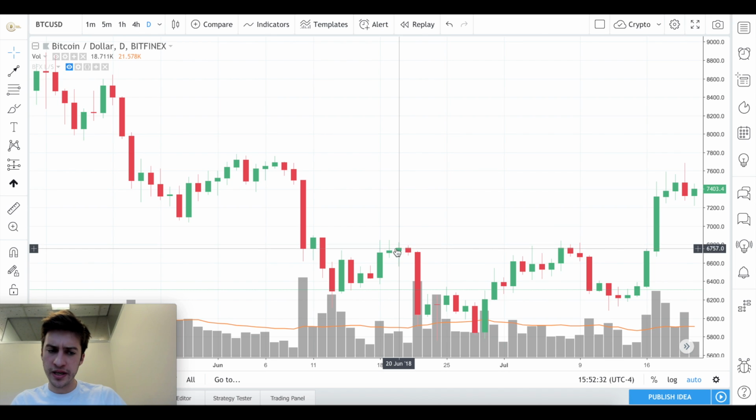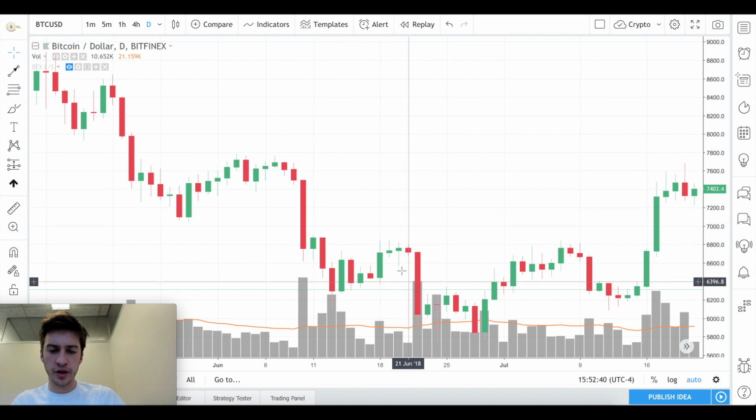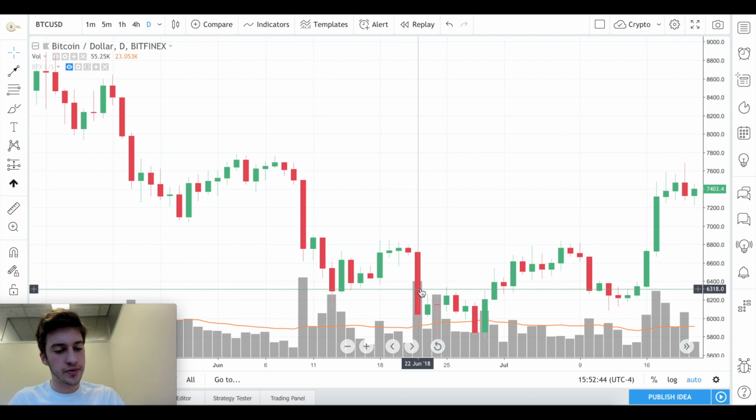Very low volatility here. Not good for the market. So price just went down because there weren't that many interested buyers here. So price just went the other way to find interest, to find transactions.